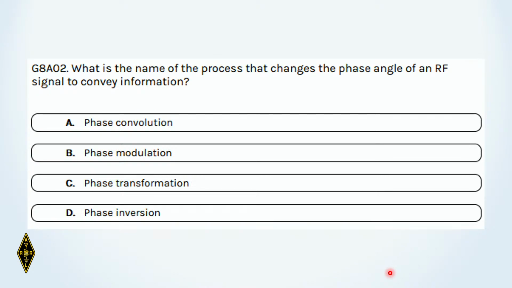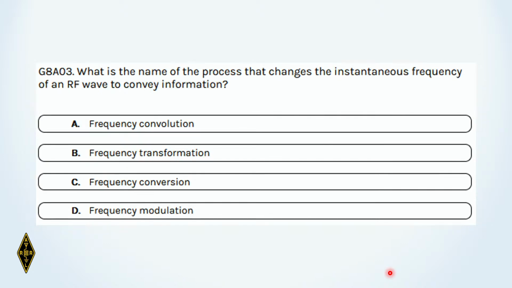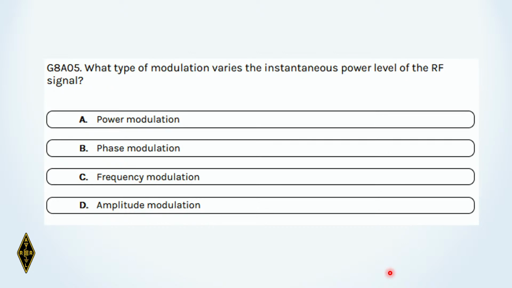What is the name of the process that changes the phase angle of an RF signal to convey information? Bravo, phase modulation. That is correct. And what is the name of the process that changes the instantaneous frequency of an RF wave to convey information? Delta, frequency modulation. Remember, modulation is the process of adding information. And what type of modulation varies the instantaneous power level? Delta. That's amplitude modulation, where you're changing the amplitude of the carrier.